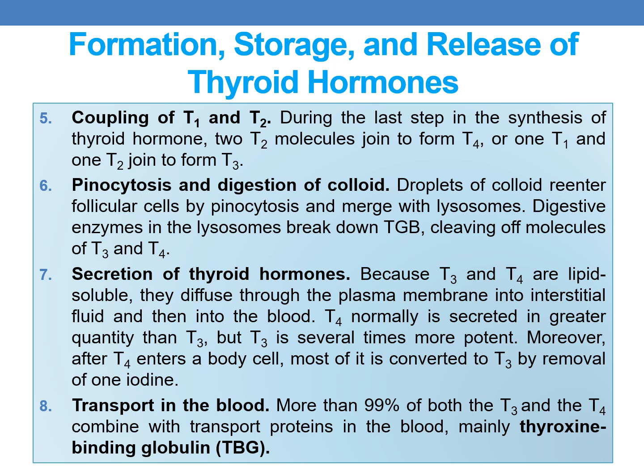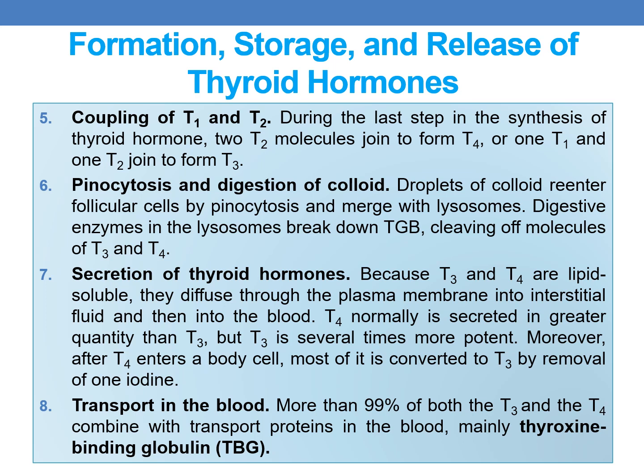The next step is coupling of T1 and T2. During the last step in the synthesis of thyroid hormone, two T2 molecules join to form T4, or one T1 and one T2 join to form T3. In order to form T4 hormone, two T2 molecules join. And in order to form T3, one T1 and one T2 join.